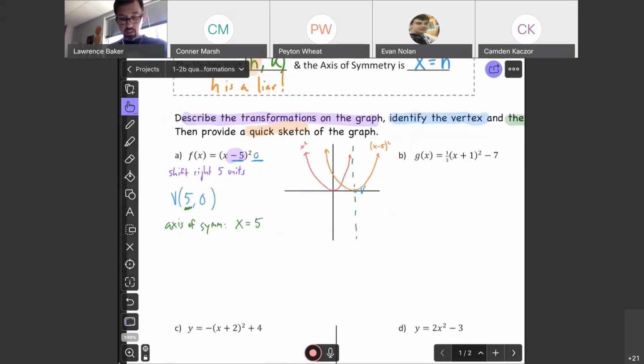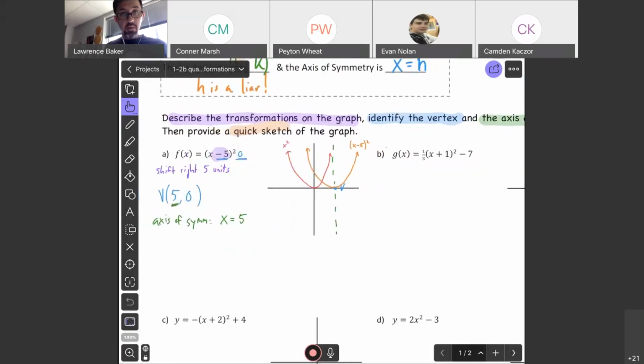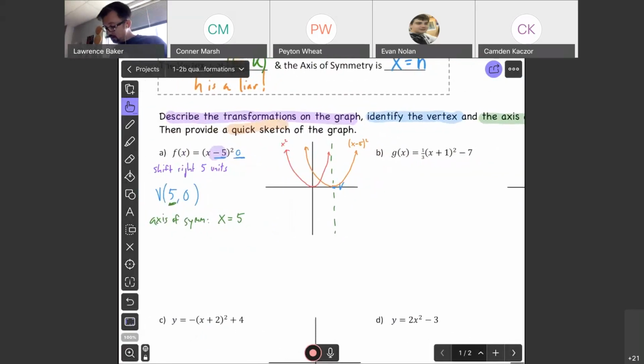Okay, so there's our beginning one. I'm going to ask you guys more questions on this next one. Kind of use that as our model, though, to go off of. Okay. Let's see. Lucas, can you look at this B here and pick one of the transformations that you want to talk about?